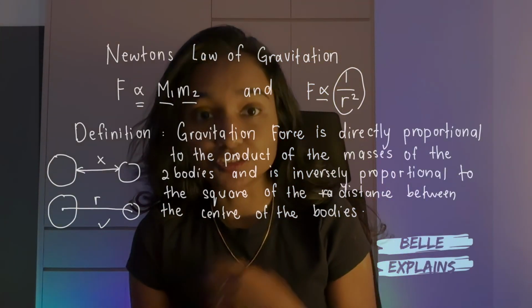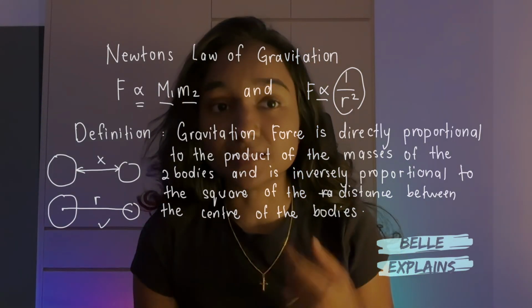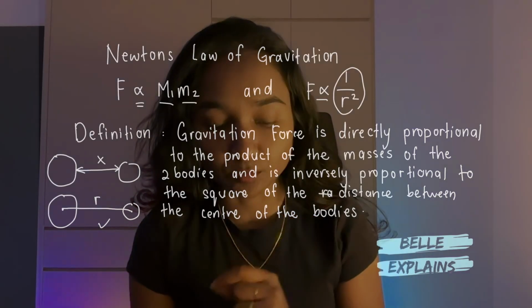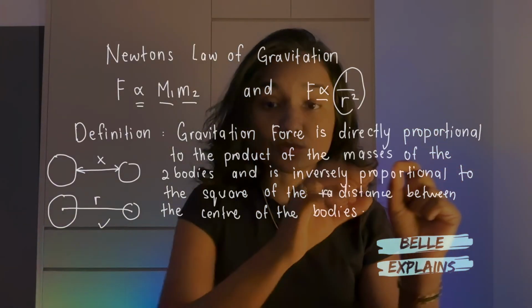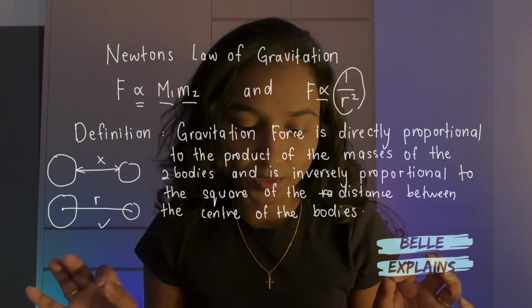The radius is not the radius from the surface of the two objects. However, it is the distance from the center of the bodies. From the center of the first body, and it goes all the way to the center of the other body, including the radius as well.